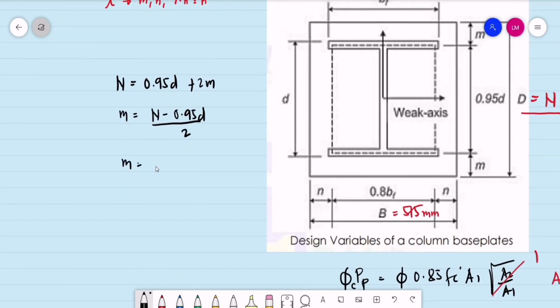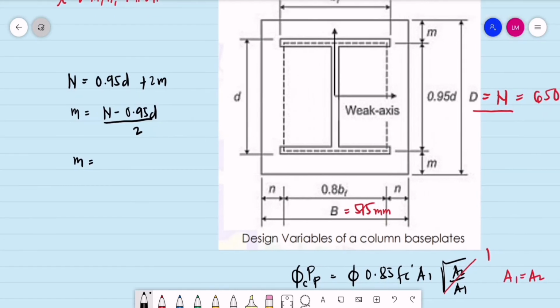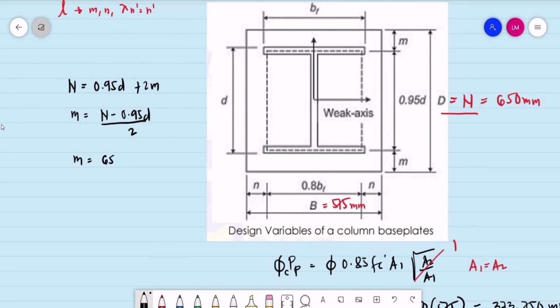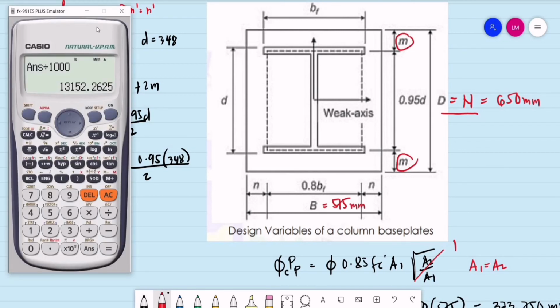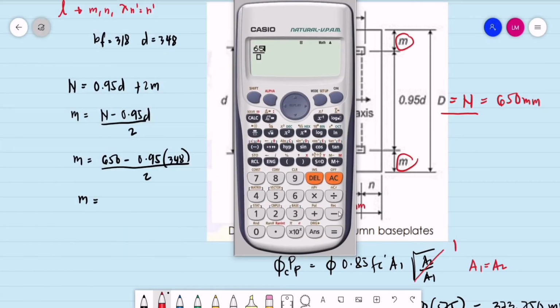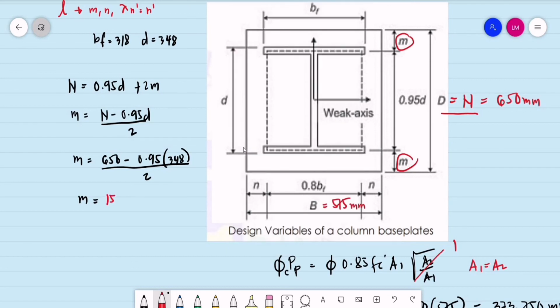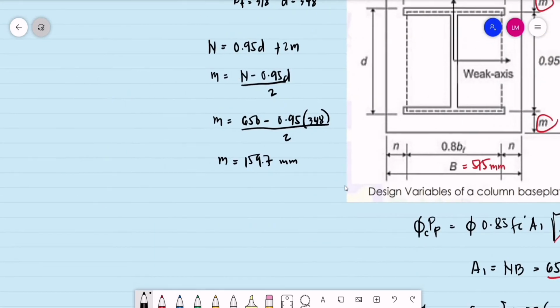So computing for the value of m, the value of N is 650 mm, minus 0.95 of d. A while ago, we have the value of b sub f is 318 and the value of d is 348. So 650 minus 0.95 of 348, then divided by 2. From our figure, these are the 2 m's. So we have the value of m as 159.7 millimeters.